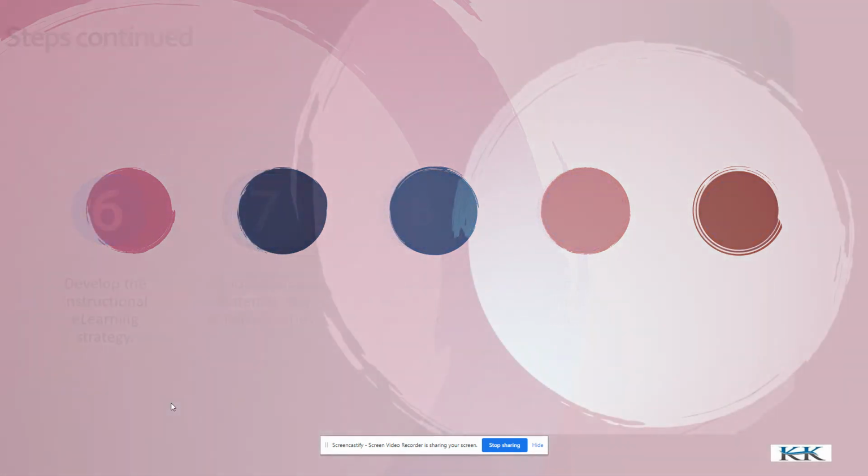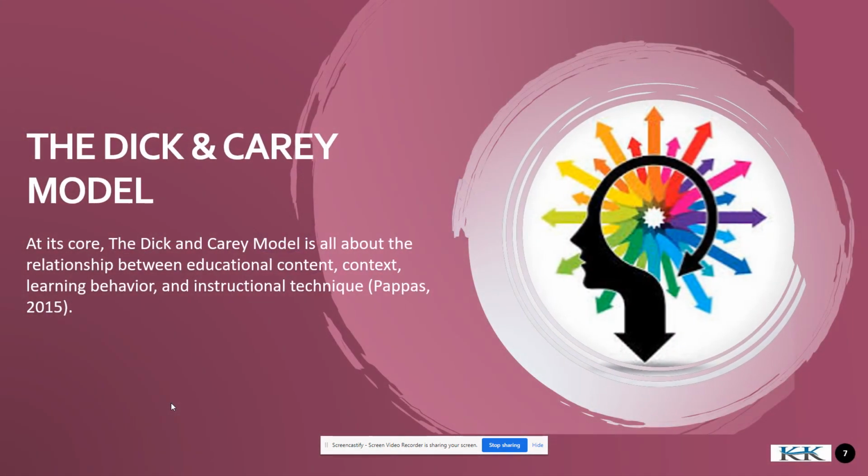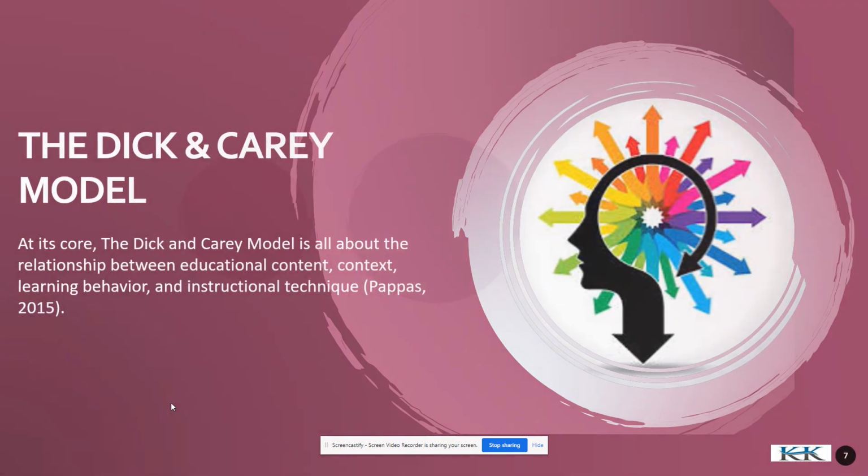What worked, what didn't work, what did the students enjoy, and how can you fix it the next time? The Dick and Carey model, at its core, is all about relationships between educational content, context, learning behavior, and instructional techniques. These steps are often connected as far as what they have to do to help you figure out what to teach and how to teach it.